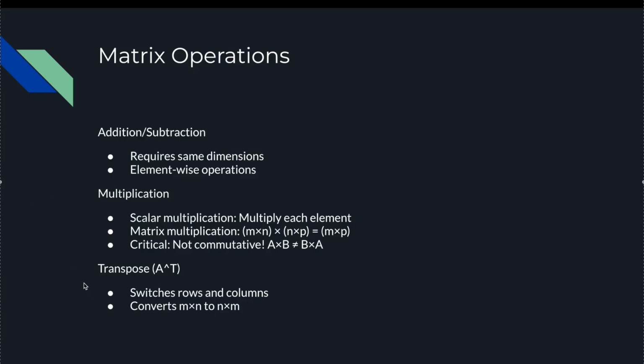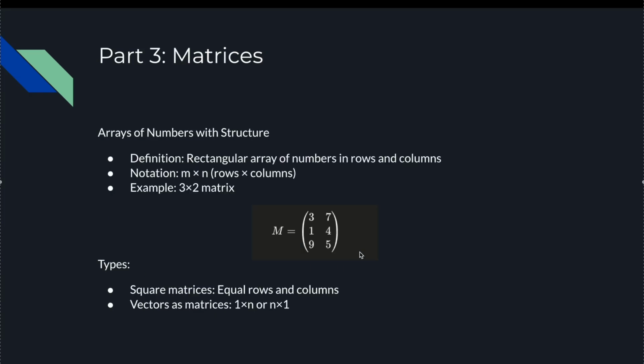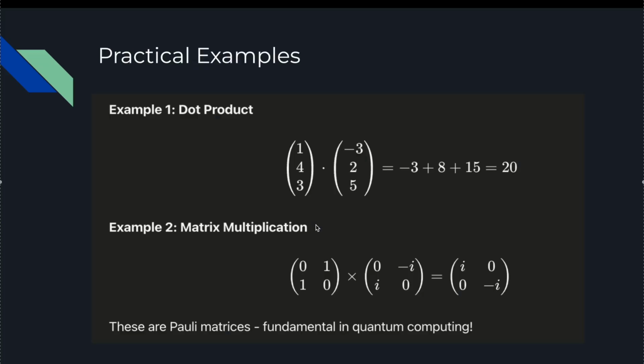So transpose is when you switch the rows and columns. So m times n becomes n times m. So if you look back at this, you would just flip it. So just flip it at a 90-degree angle.